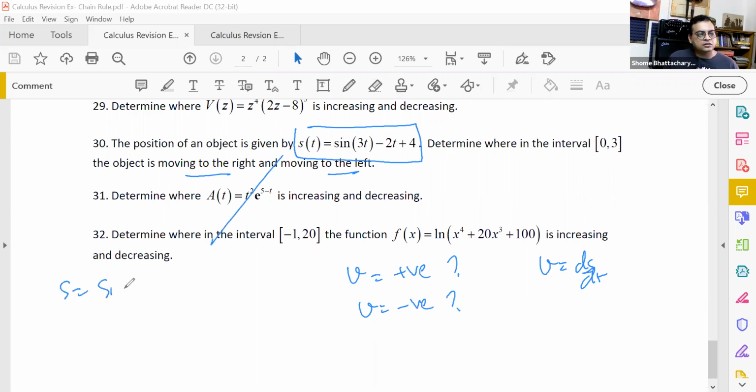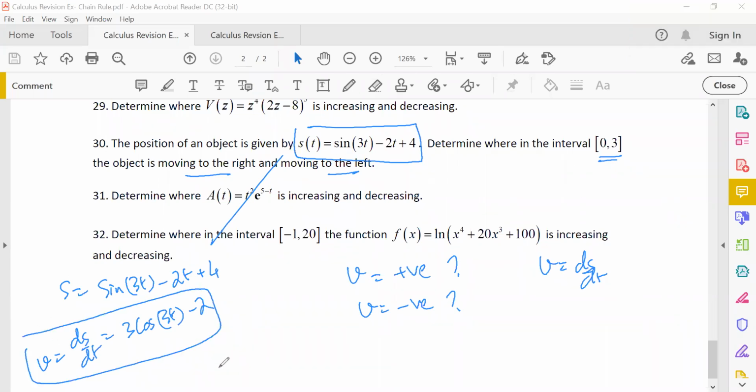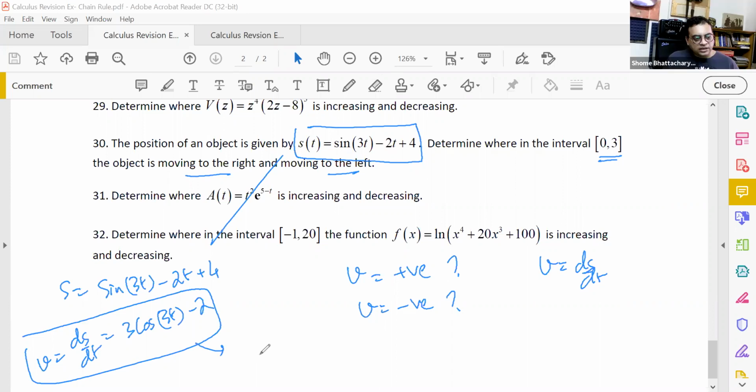So s is sine. This is going to be quite complicated because you're taking an interval like this. So ds by dt, or v, becomes 3 cos 3t minus 2, correct? Yes, sir. So the condition for v to be greater than 0 is that cos 3t should be greater than 2 by 3. And for v less than 0, cos 3t should be less than 2 by 3.